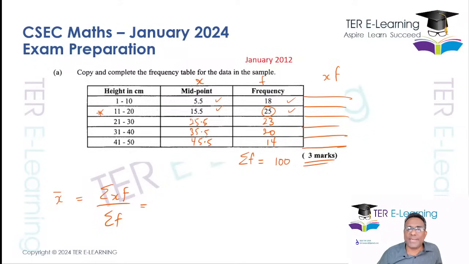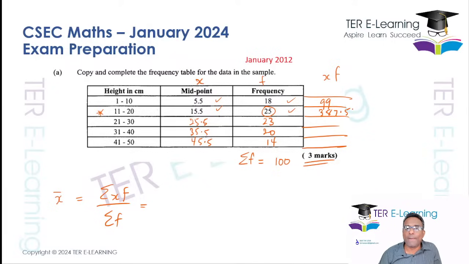Right? So all you're doing, you're taking the midpoints and you're multiplying by the frequency. That's all we're doing. So in this case here, you all could just double check my answer, but 5.5 multiplied by 18, you're going to get 99. Then we have 15.5 multiplied by 25. So we get 387.5.